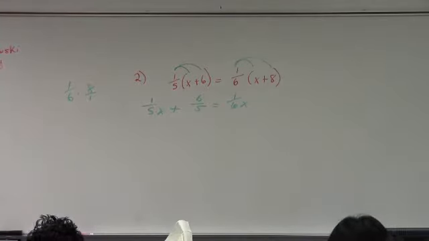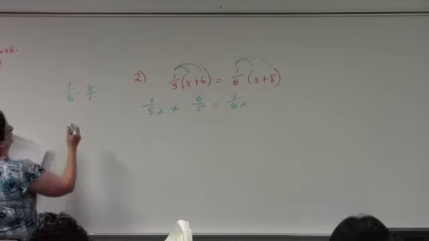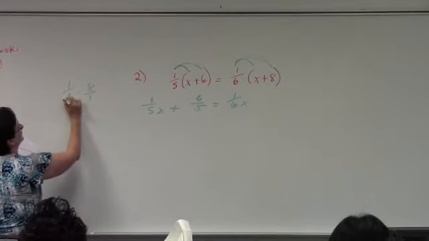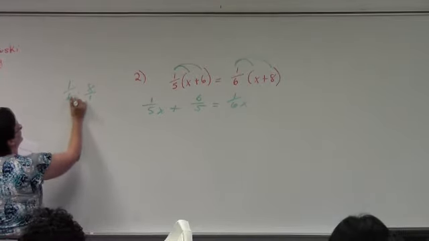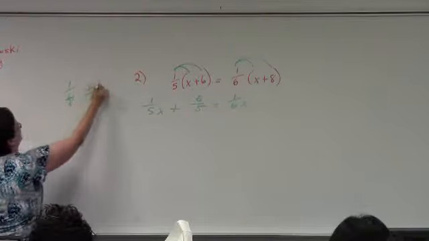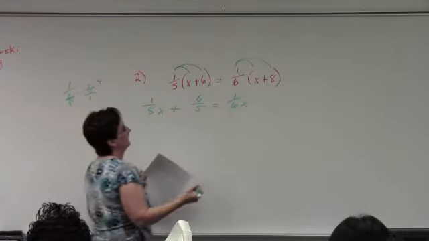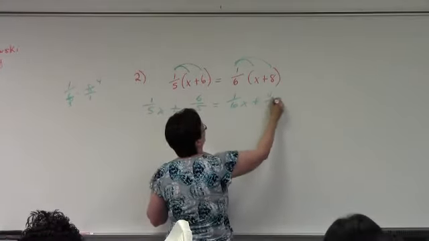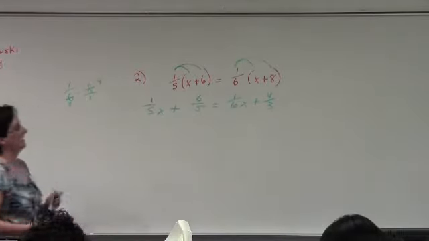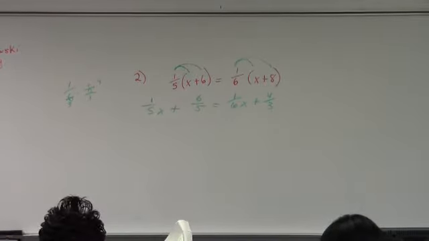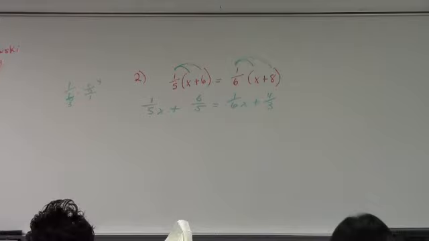8/6, can we reduce that? Yes. What's the common factor? 2. 2, which leaves us with what? 4 over 3. All right. Now, does that look better or worse than what we started with? Worse.